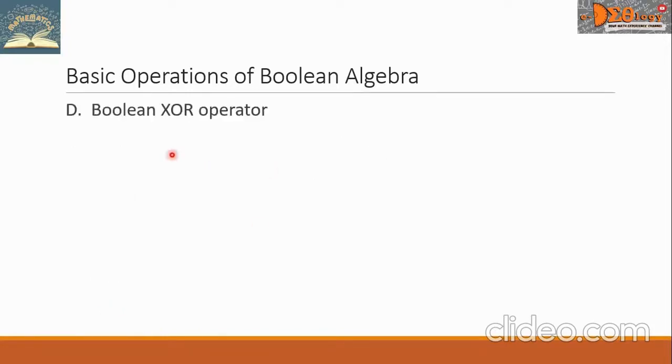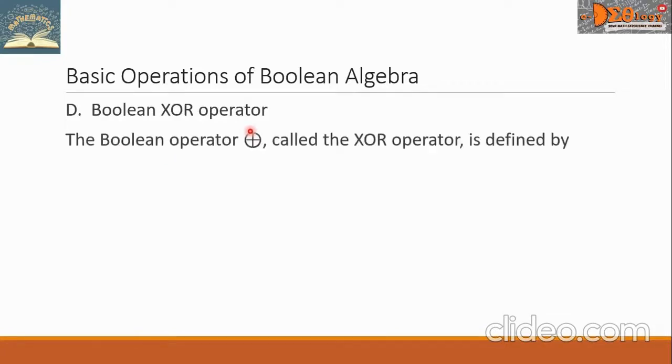Let us extend our study with the Boolean XOR operator. The Boolean operator using the symbol called the XOR operator is defined by 1 XOR 1 equals 0. 1 XOR 0 equals 1. 0 XOR 1 equals 1. 0 XOR 0 equals 0.